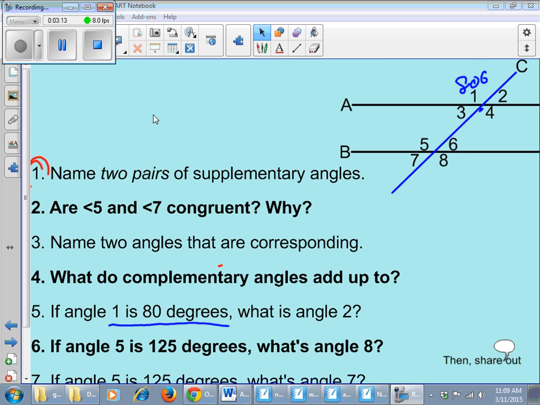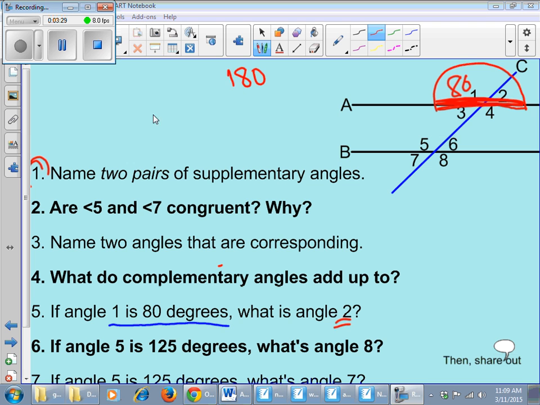Oh, I gotta erase that because it's a little sloppy. If angle 1 is 80 degrees, what is angle 2? Well, 1 and 2 together have to add up to 180 because they make this straight line. So if angle 1 is 80, I'll do 180 minus the 80 I already have, and I get 100 left over. Angle 2 must be 100 degrees because angles that make a straight line add up to 180 degrees.